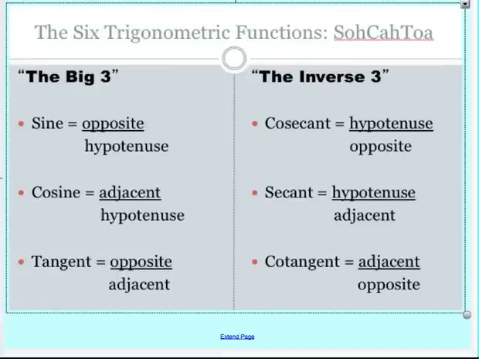So you know the original 3 trig functions, sine, cosine, tangent, and of course we all know SOHCAHTOA. I'm not sure why they're called the inverse 3. I would call them the reciprocal 3 because the cosecant is the reciprocal of sine, secant is the reciprocal of cosine, and cotangent is the reciprocal of the tangent.